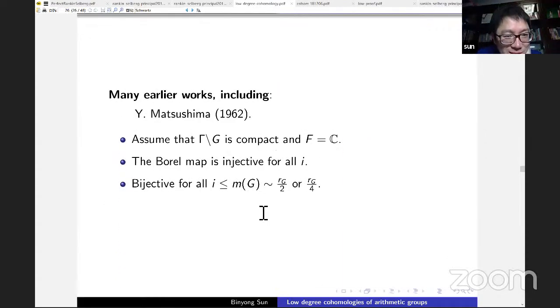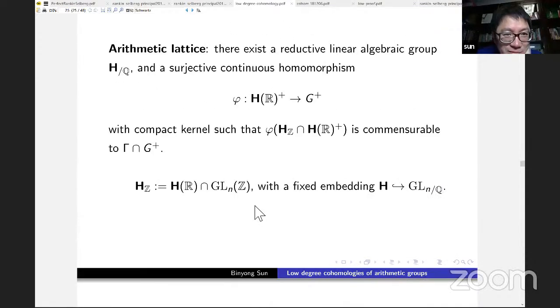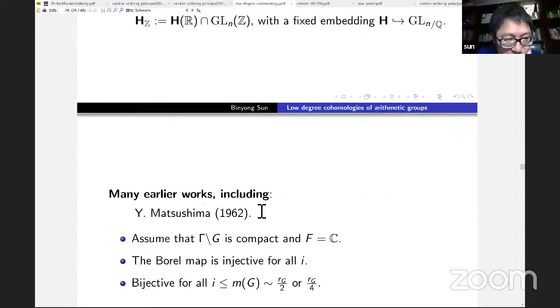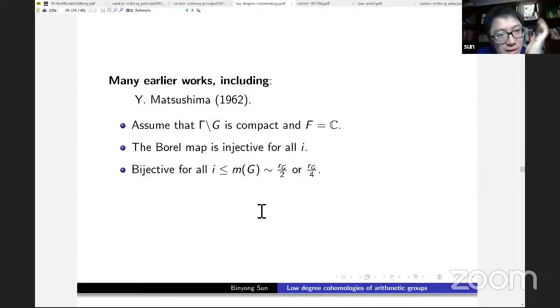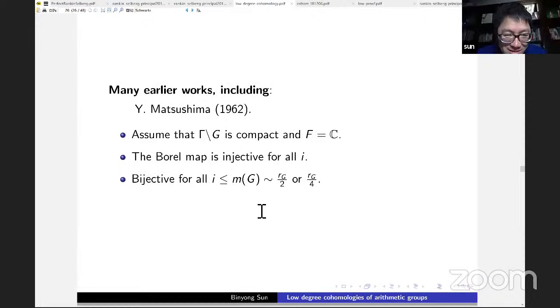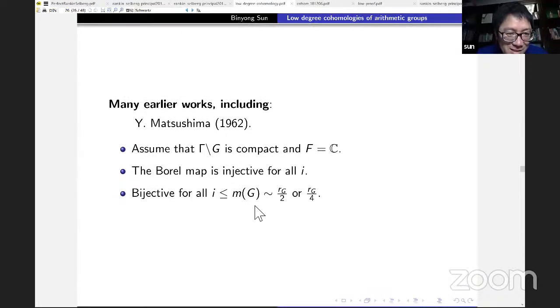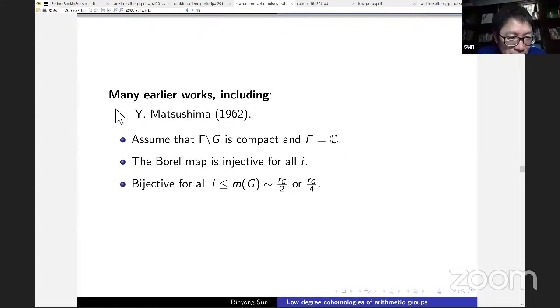There is much earlier work on this isomorphism of the Borel map. I give some examples here, but there must be some other interesting cases. I don't know.